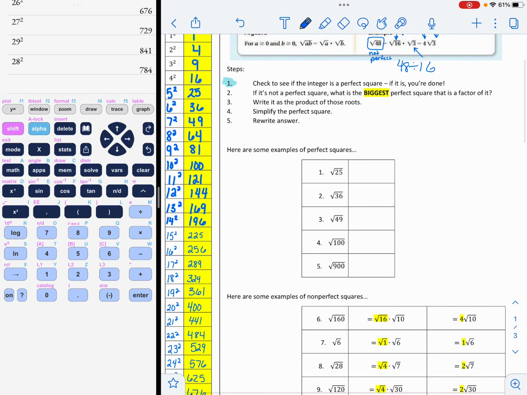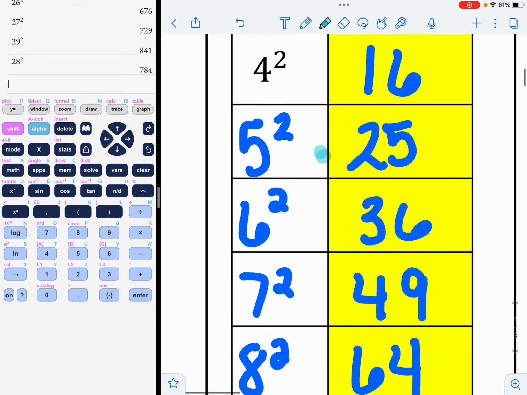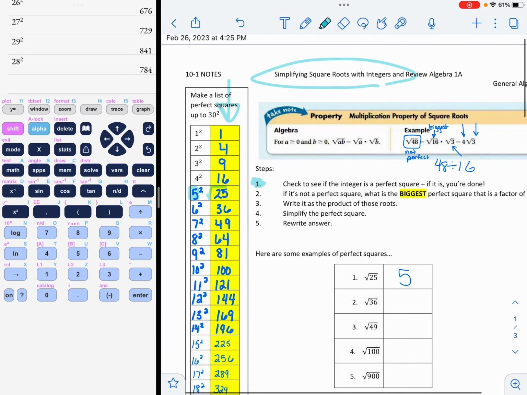All right, so here are 5 examples of perfect squares. The square root of 25 is a 5. If you look at my list, I'll highlight it here for you. The square root of 25 is just 5. So I'm not writing 5 squared, I just wrote 5. The square root of 25 is just 5. And look over here, you can see the square root's just a perfect 5.